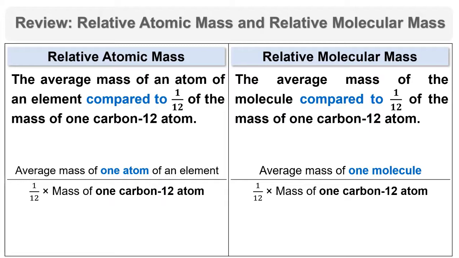The relative atomic mass of an atom can be obtained from the periodic table of elements. The relative molecular mass is the average mass of a molecule compared to 1/12 of the mass of one carbon-12 atom. The relative molecular mass can be calculated by adding up the relative atomic masses of all the atoms that form the molecule. In addition to this, we also have the relative formula mass. This concept is similar to relative molecular mass, but it is the relative mass of ionic substances.